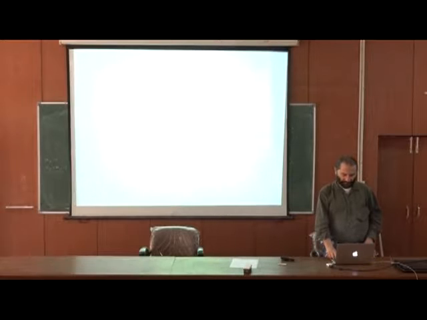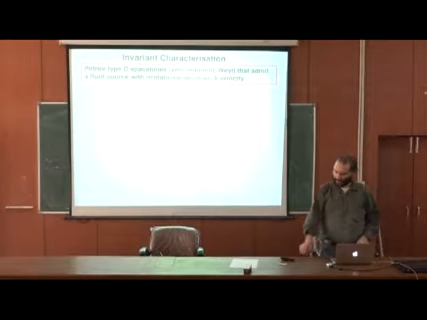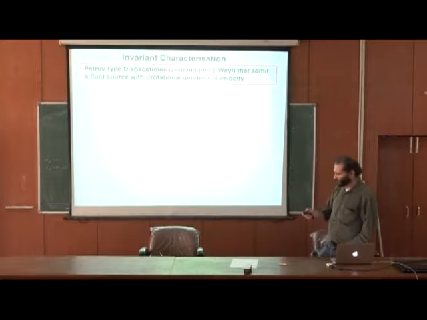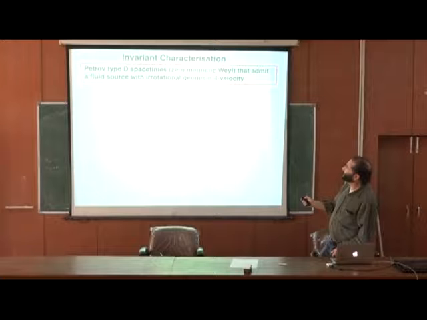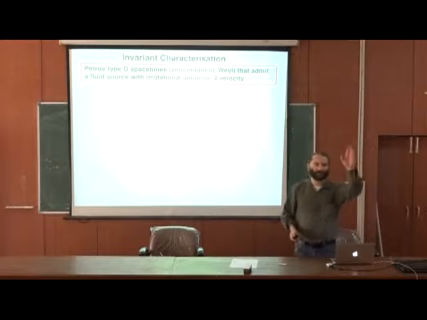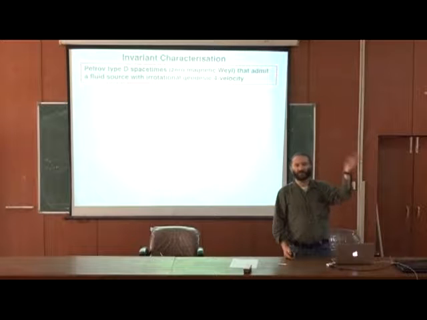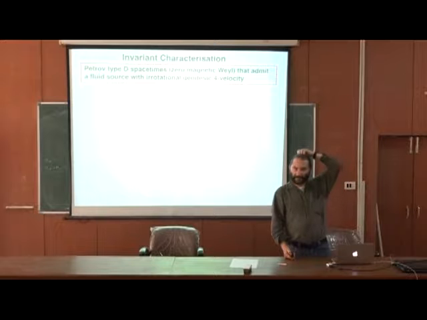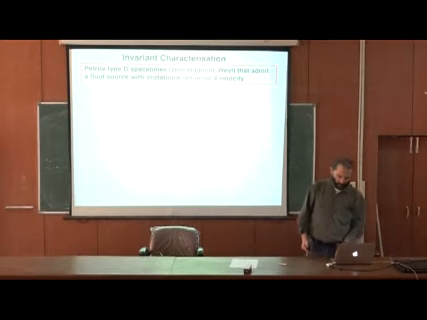So, invariant characterization of the models. We've seen that Petrov type D models, which we've called Coulombian fields, have zero magnetic Weyl tensor and a fluid source that is an irrotational geodesic 4-velocity. The 4-velocity has no vorticity and no acceleration, therefore it is a geodesic field, and it only has expansion and shear. These quantities can be computed from covariant derivatives of the 4-velocity, right?